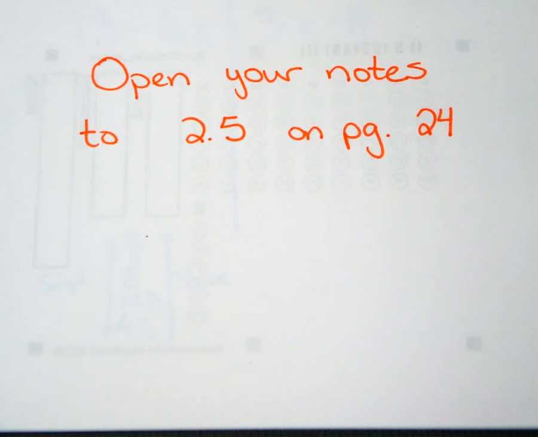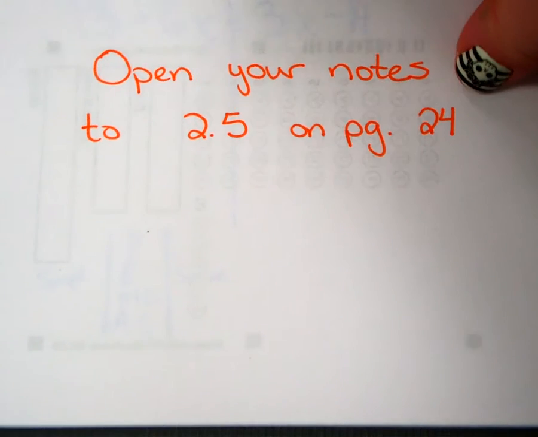Today we're going to be talking about section 2.5, equations with variables on both sides. That's on page 24 of your notes, so make sure you turn to that page now. At the top, there's a table. We're going to fill that table in a little bit later. Today we're just going to do some of the most basic equations that have variables on both sides. So example 1a is what we're going to start with.